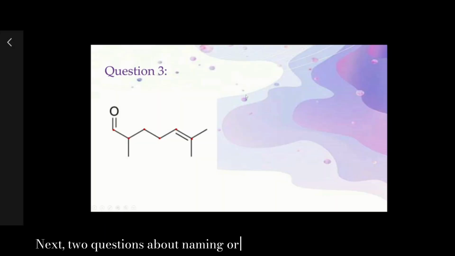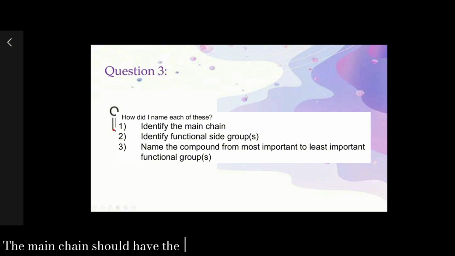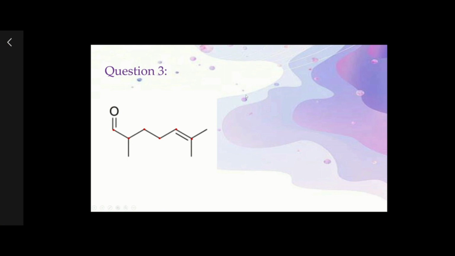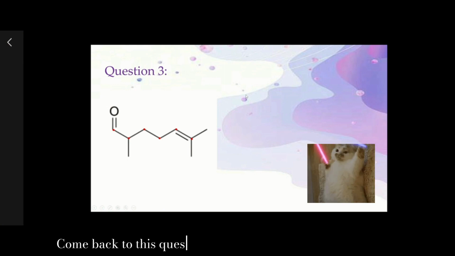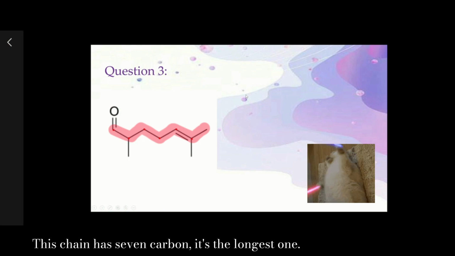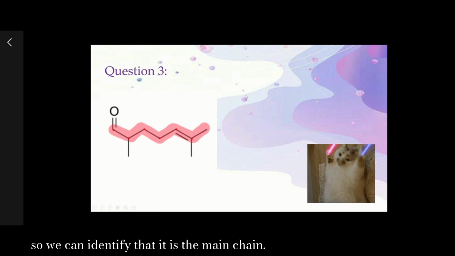Next, 2 questions about naming organic compounds. There are 3 steps for naming. Step 1. Identify the main chain in the organic compound. The main chain should have the maximum number of multiple bonds and links. Come back to this question. This chain has 7 carbons, it's the longest one, so we can identify that it is the main chain.